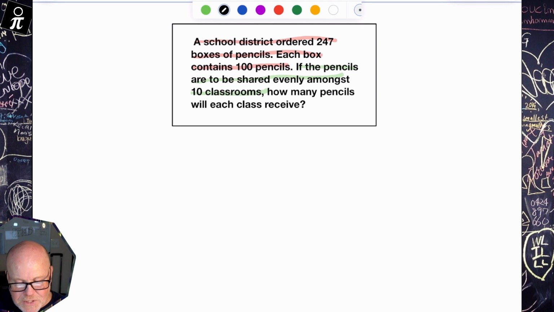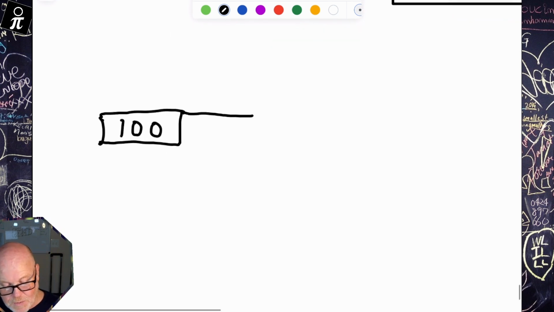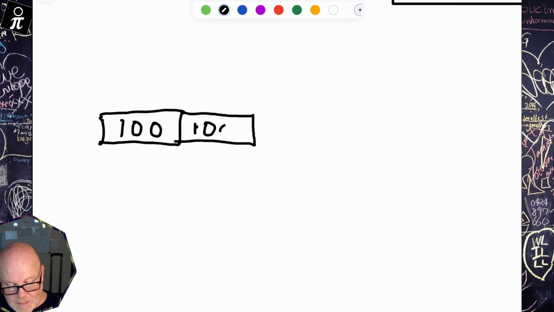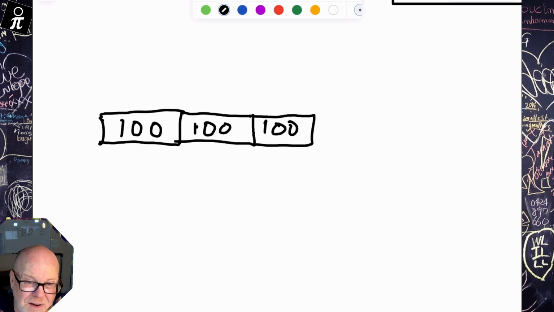So a school district ordered 247 boxes of pencils. Each box contains 100 pencils. So I'm going to draw one of those boxes of pencils, and there it is. One of the 247 boxes, it's got 100 pencils. And what are we going to do? Well, we need to draw another one. Then we need to draw another one. And boy, we're going to have to draw a lot, aren't we?